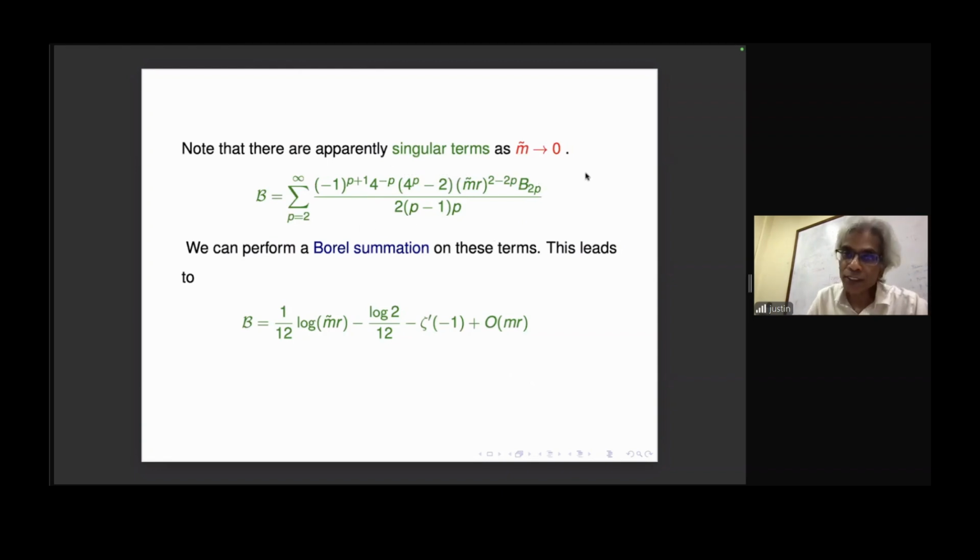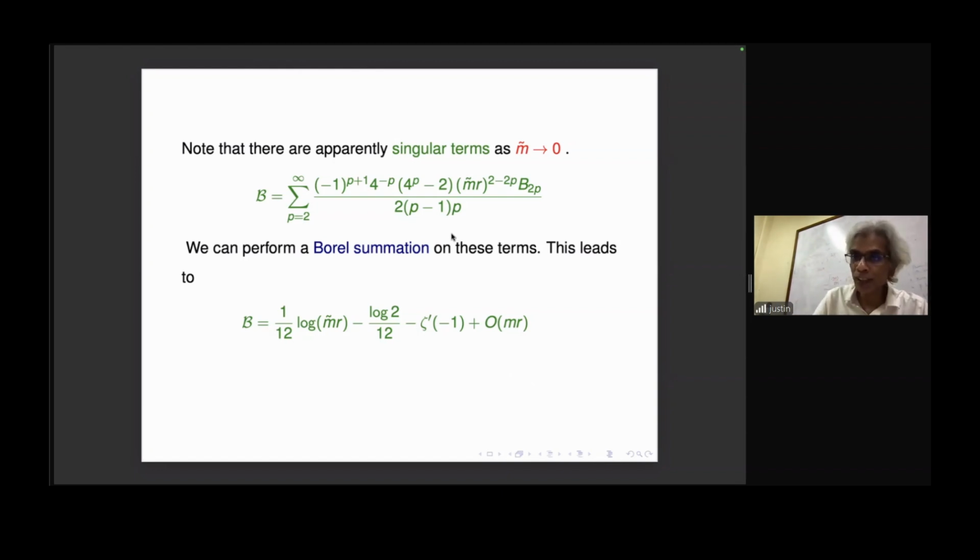Now this whole series of terms, though it is 1 by m tilde r, you can do a Borel sum. And we have done this Borel sum. It involves some techniques, details and manipulations. It's there in the appendix of our paper. But we can do a Borel resummation of this whole series.